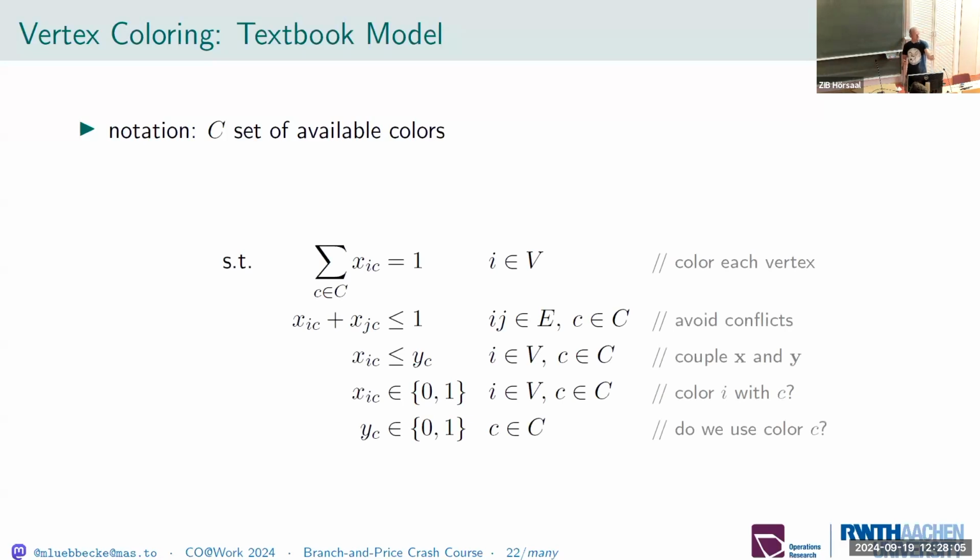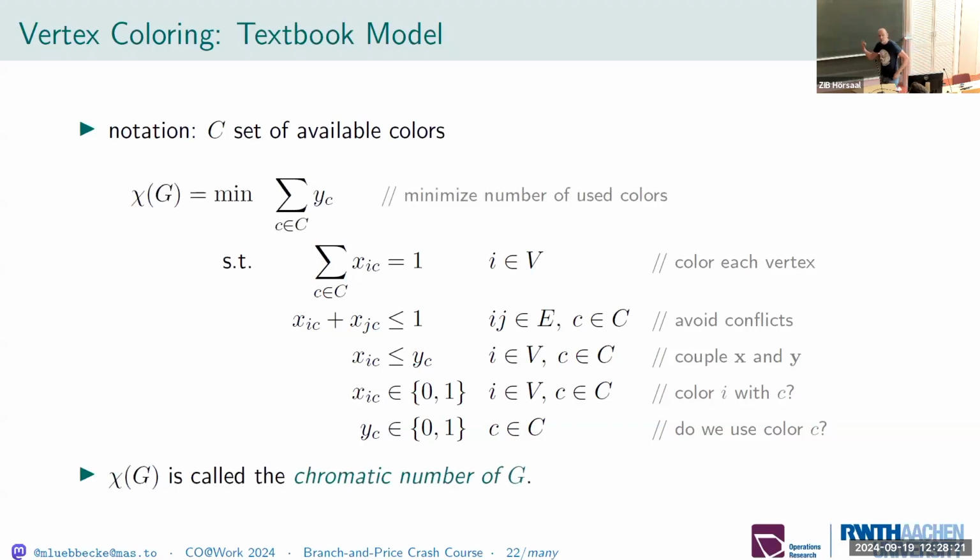Will I use a color? I have an extra variable for this, and I cannot assign the color if I don't use the color, or the other way around, if I assign it, I have to use it. So this is this linking here. And then I can minimize that number in the objective function. So the same mechanism. This will compute an optimal coloring.